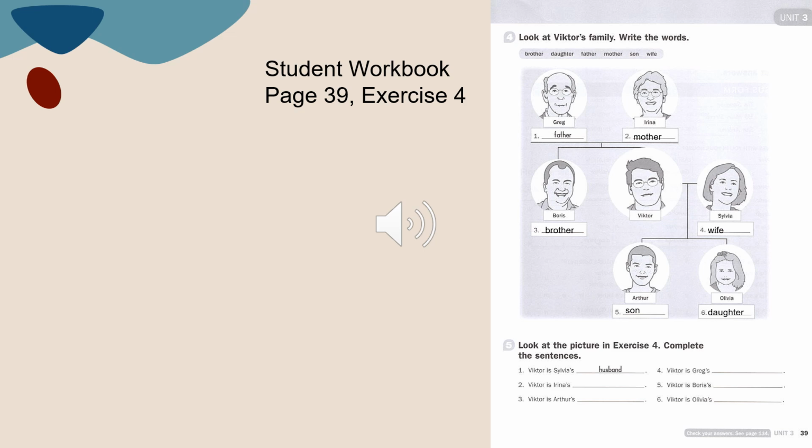Boris is the brother to Victor. Sylvia is the wife to Victor. And Arthur is the son to Victor and Sylvia. And Olivia is the daughter of Victor and Sylvia.